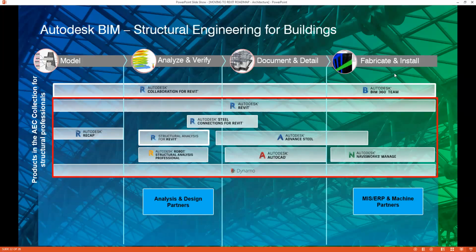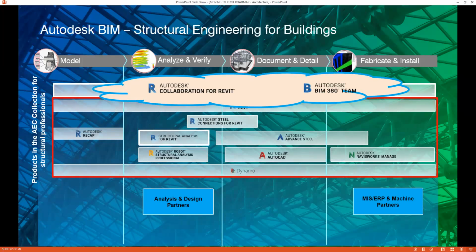Now, the fabricate and install stage looks beyond the design. We've done the design. How do we fabricate? How do we install? How do we get it into the building and functional? So you use Revit for this. BIM 360 team comes in here as well as Advanced Steel and Navisworks Manage and Dynamo. Okay, so those are the components that ensure the workflow for architecture, for MEP, and for structural engineering, how they carry out their workflow.